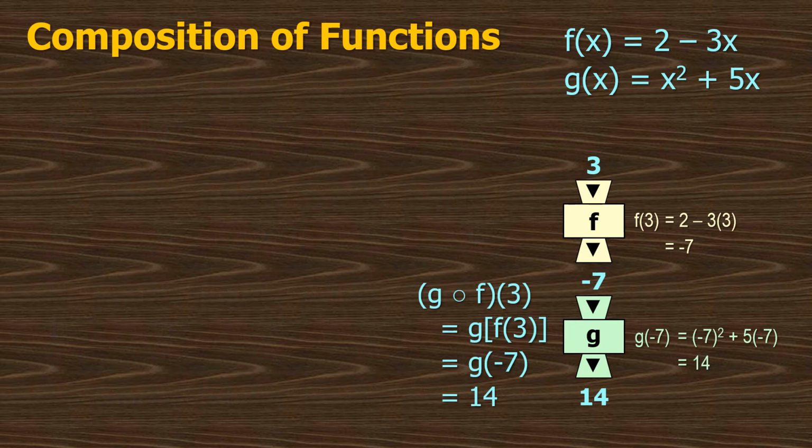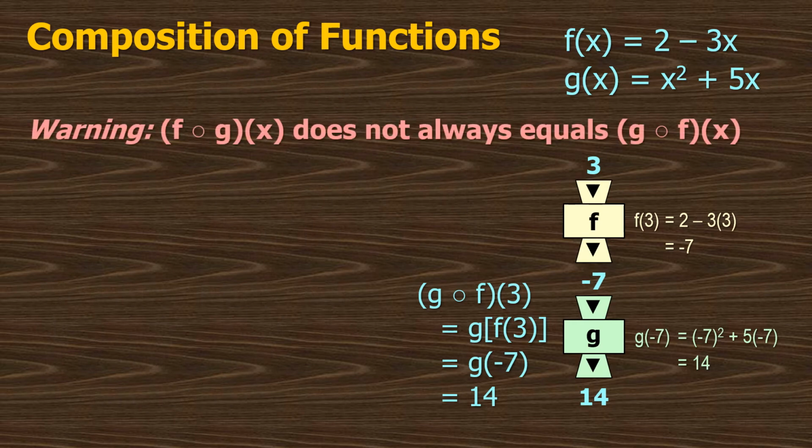One of the first things to remember about compositions is that f of g of x does not always equal g of f of x. I'm not saying they never equal, but I'm actually saying more times than not they don't equal. Let me demonstrate that by actually computing f of g of 3.